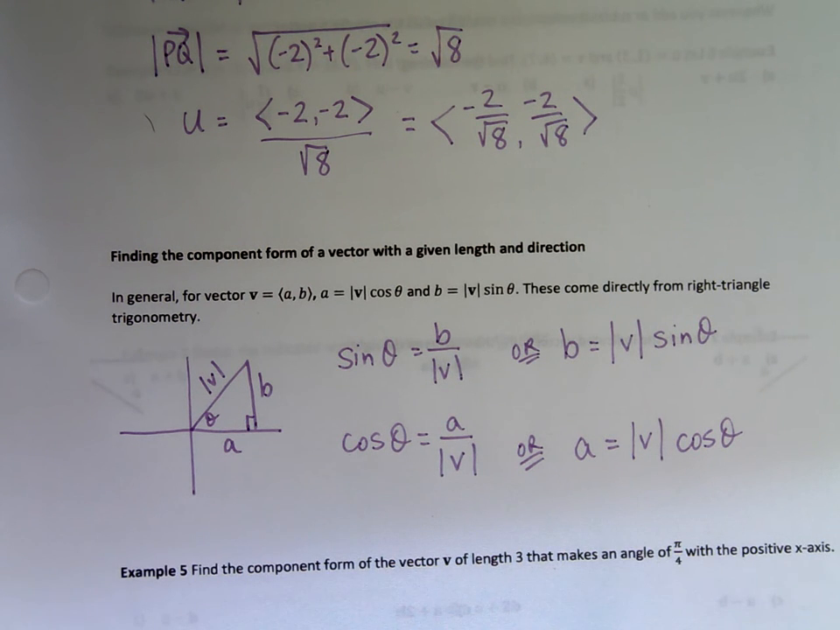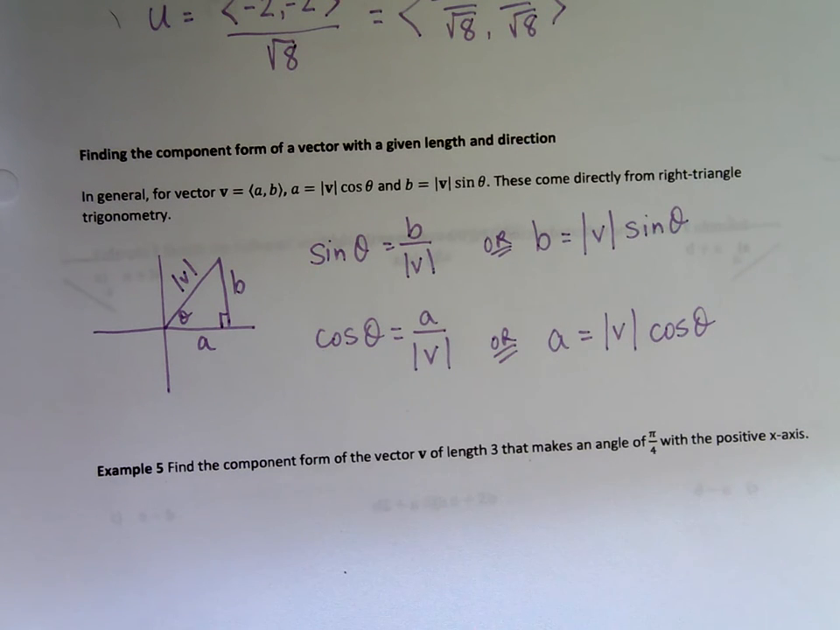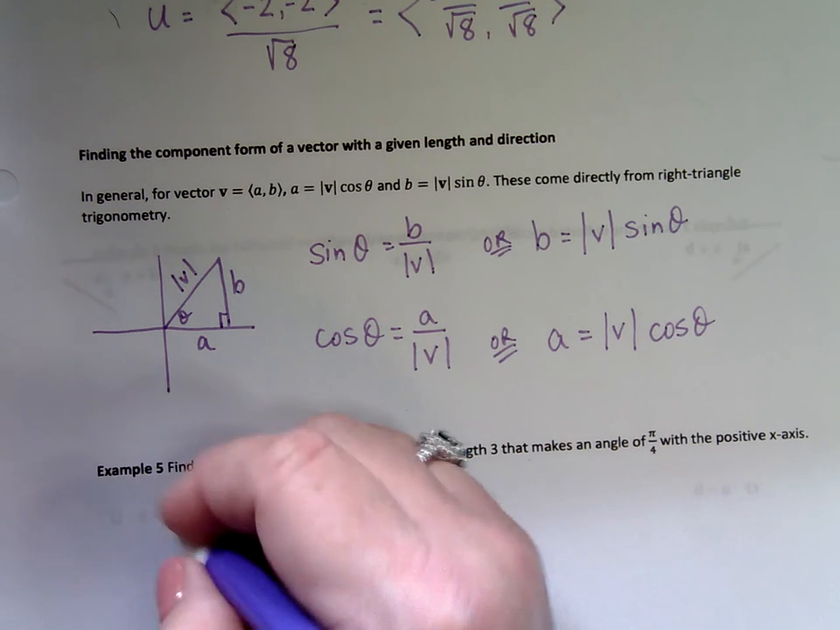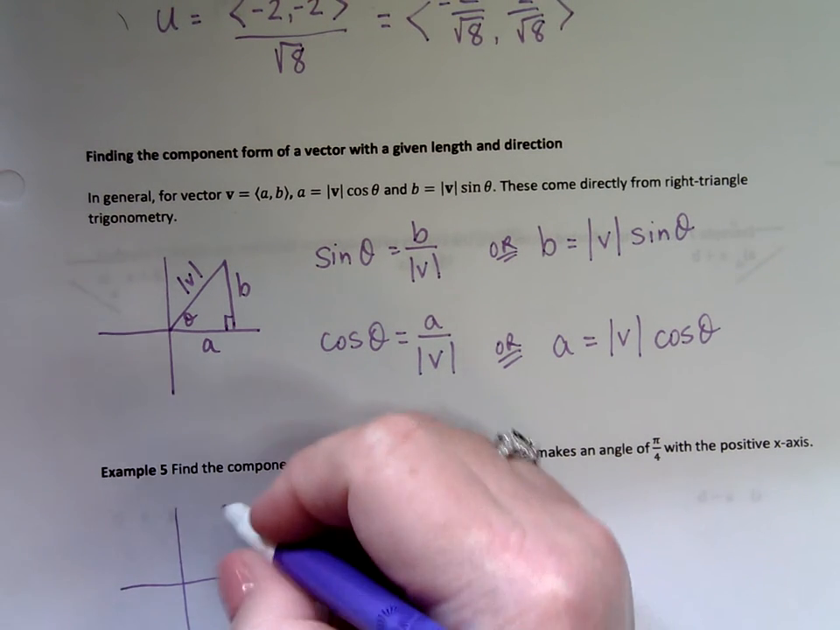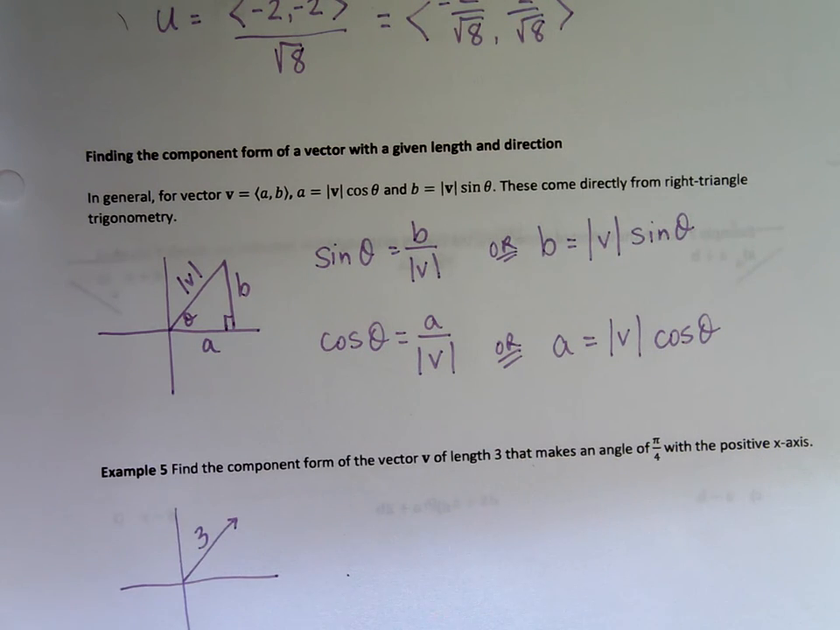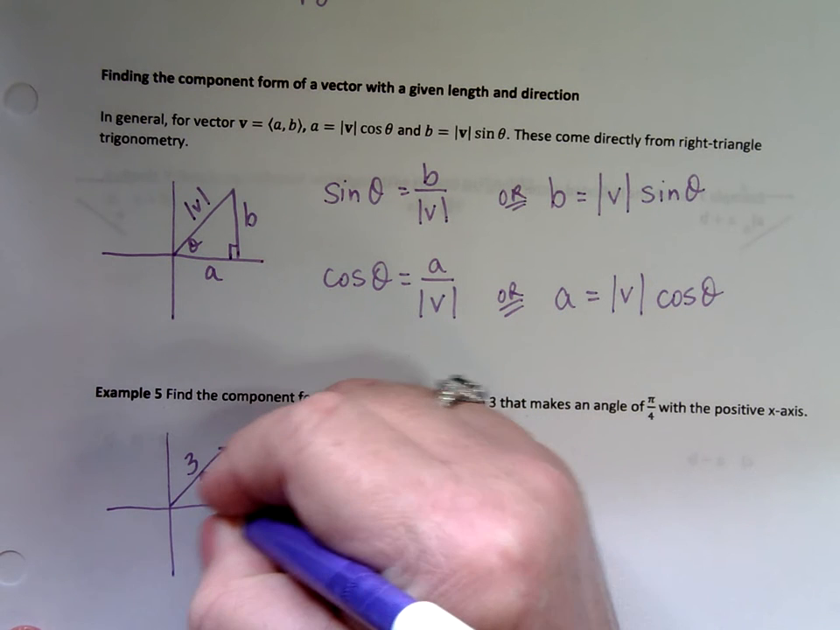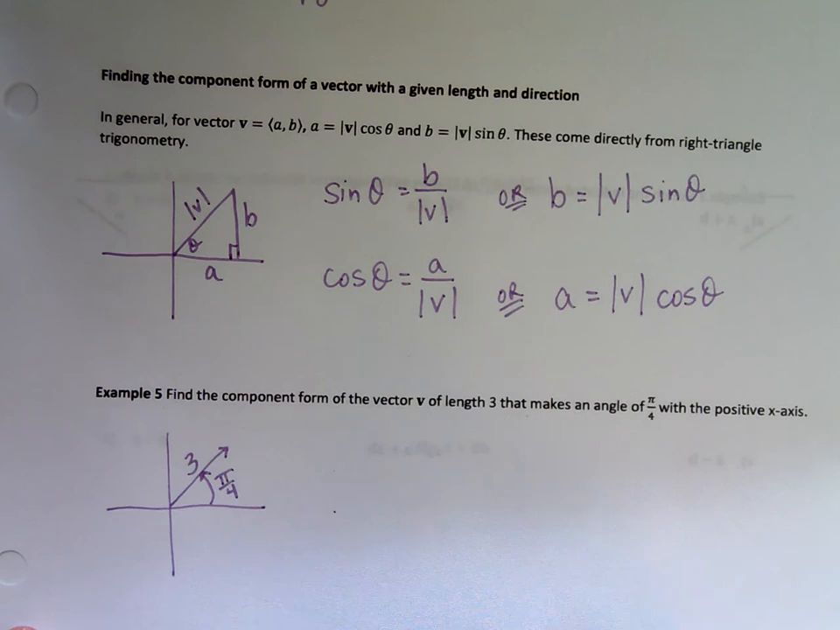So here's a question that would use something like that and how it would be worded. You want to do this when you're looking for an angle. So find the component form of the vector v of length 3, magnitude of 3, that makes an angle of pi over 4 with the positive x-axis. So if I were to look at a picture of what they're talking about, it would be a vector coming from the center, has a magnitude of 3, the length of it is 3, and the angle here is pi over 4. Can you figure out what the vector is?